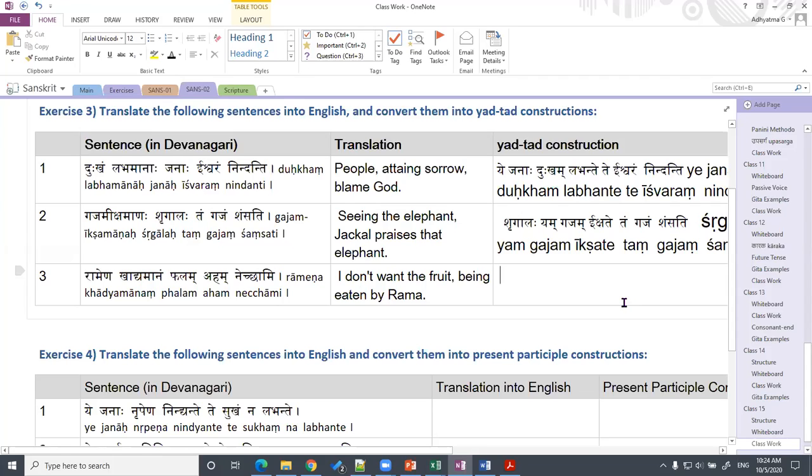So ramena khadyate phalam. So yam phalam ramena khadyate. Yat phalam, sorry, because it's a neuter, so it becomes yat phalam ramena khadyate, tat aham nechami.